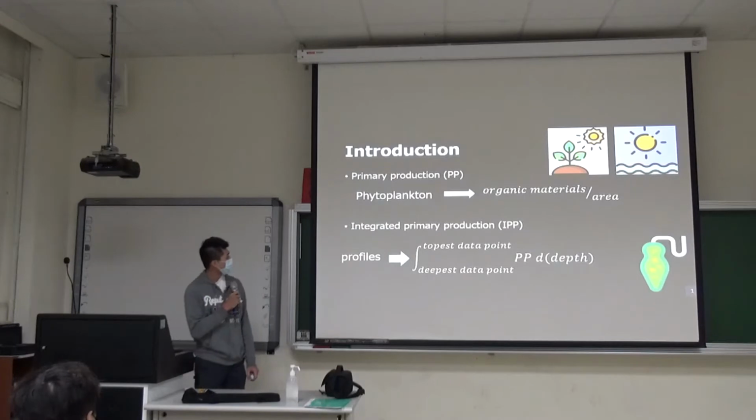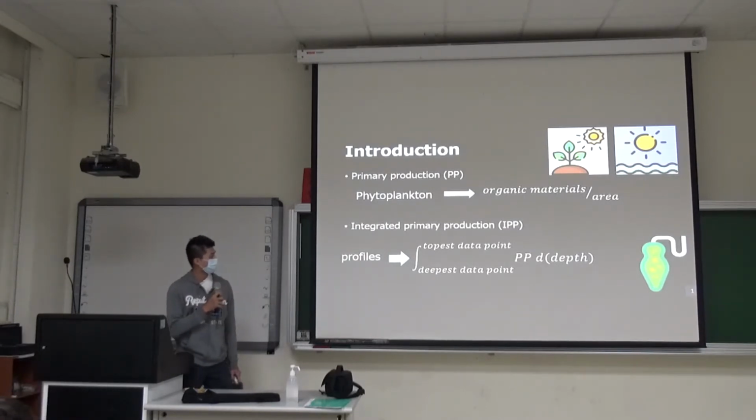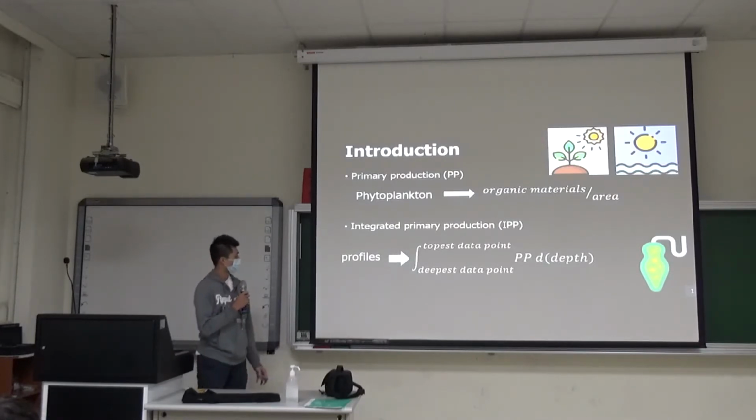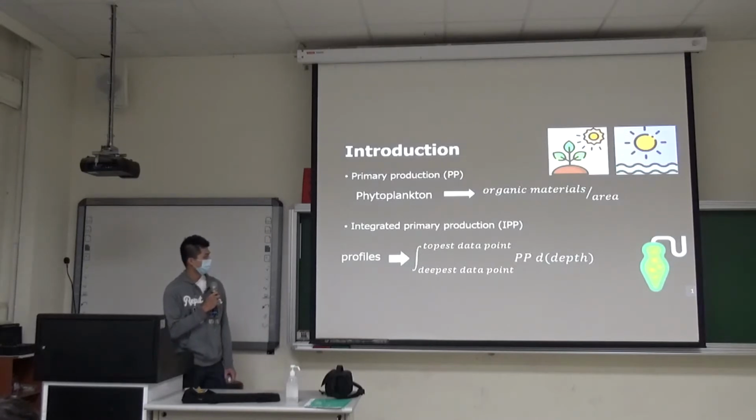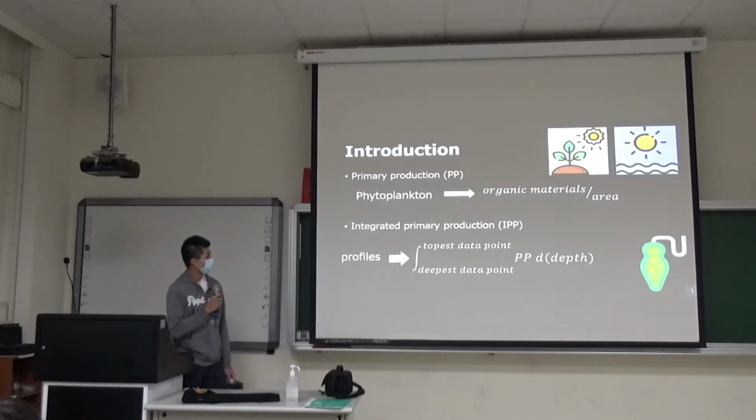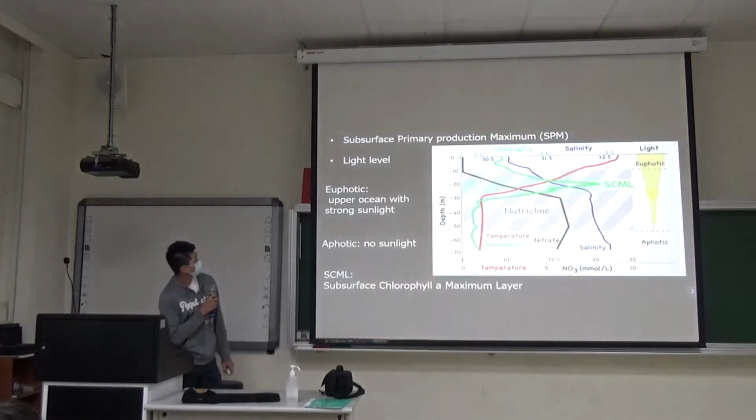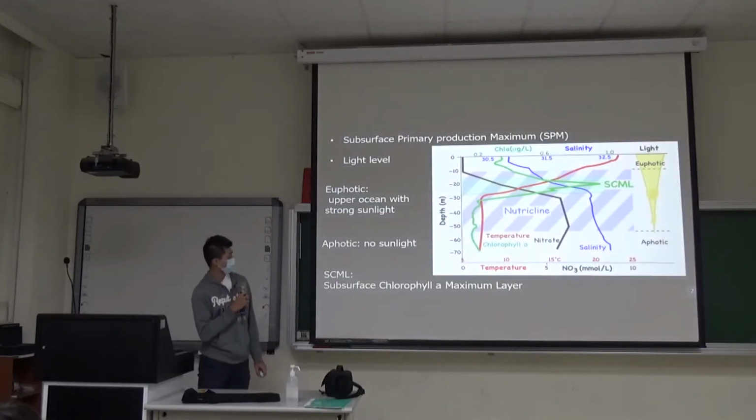The second one is the integrated primary production, which will be called IPP later. In the definition of this paper, because they have the profiles, we have to integrate the data over the different PP data, and the integral will be the IPP. The next is the subsurface primary production maximum, which will be called SPM.